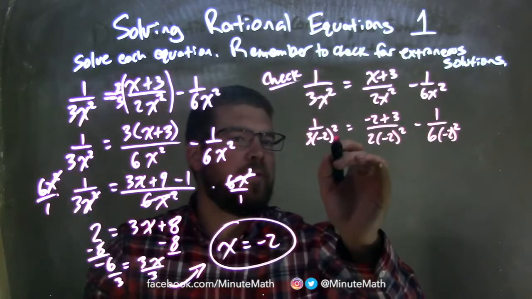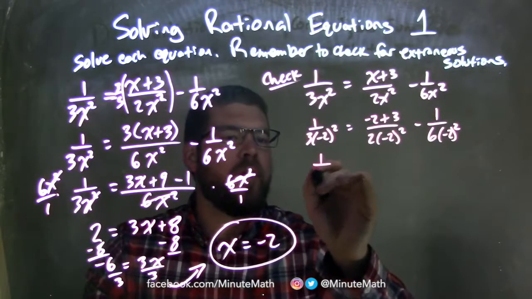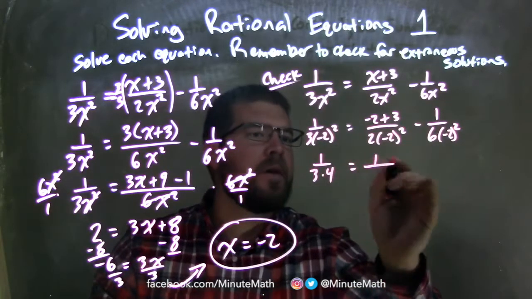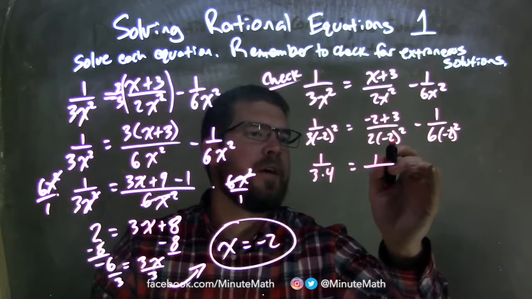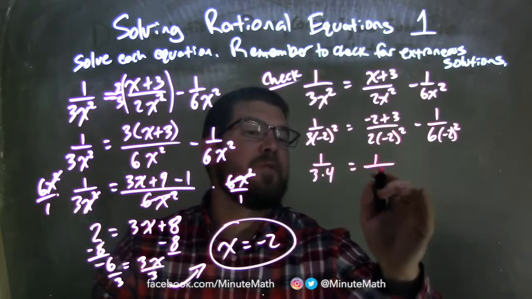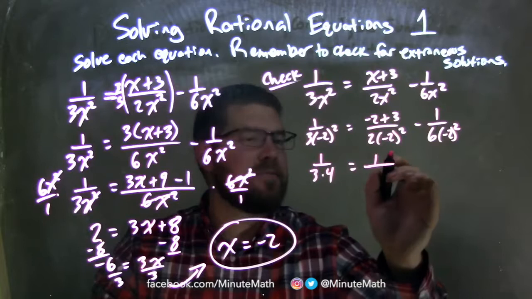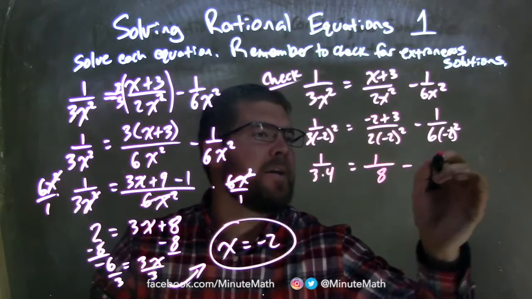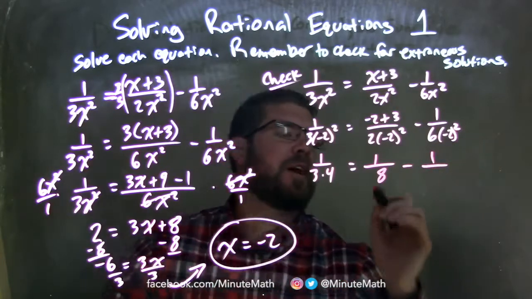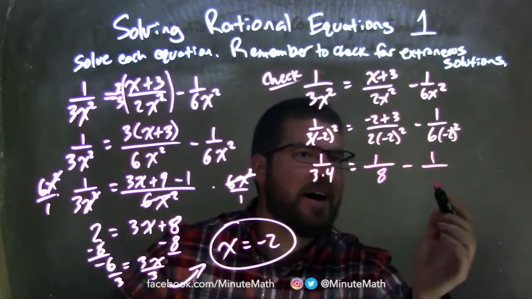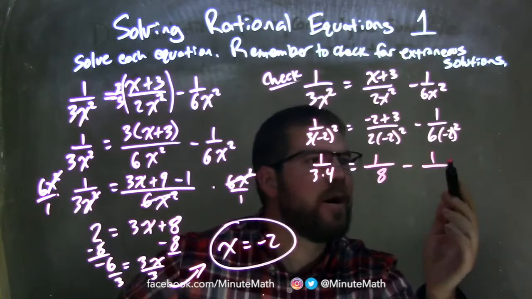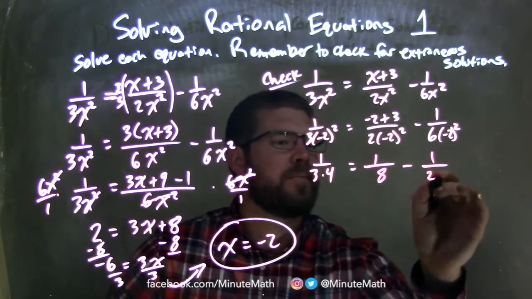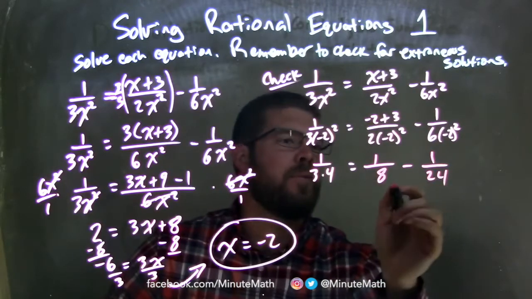Negative 2 squared comes out to be 4, okay? So we have 1 over 3 times 4 there, and negative 2 plus 3 is a 1. Negative 2 squared is 4, times 2 is 8, so positive 8 minus 1 over negative 2 to the second power is, again, 4 plus 6 times 6 is 24, okay?